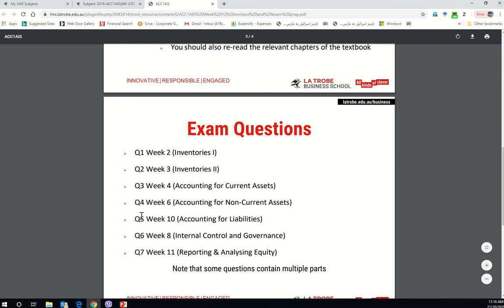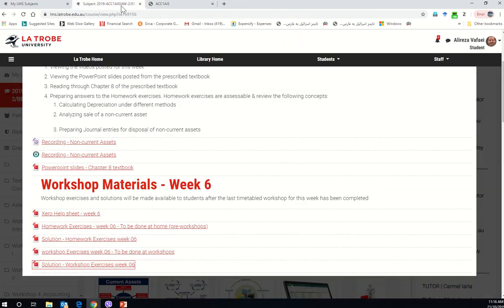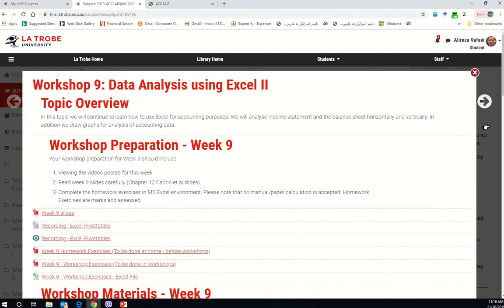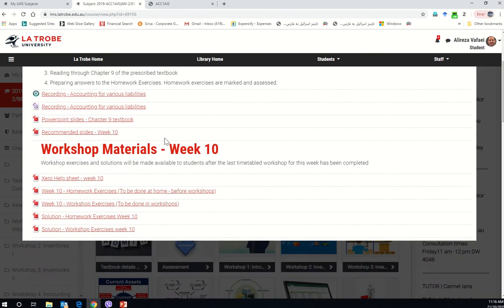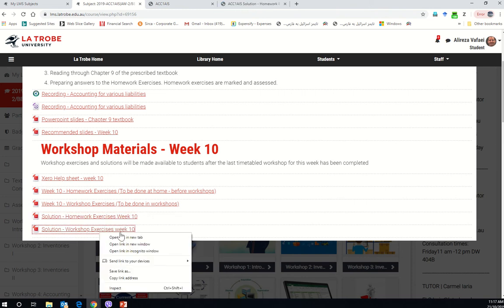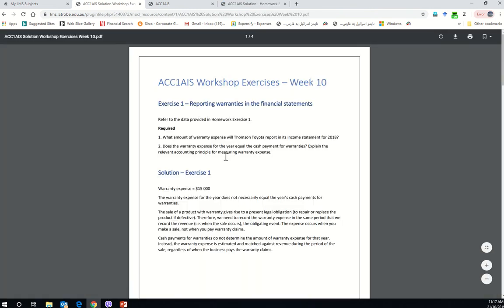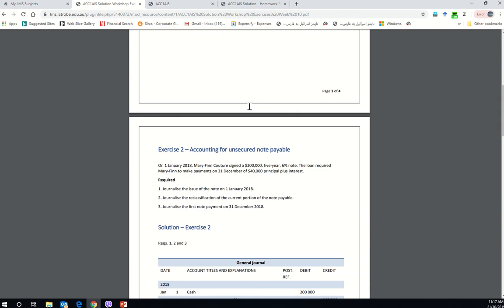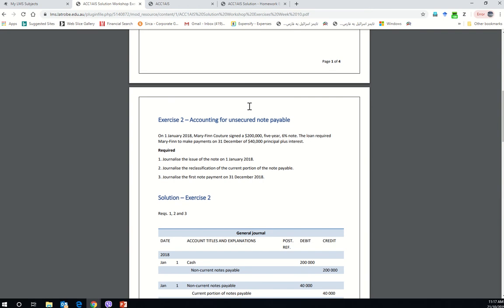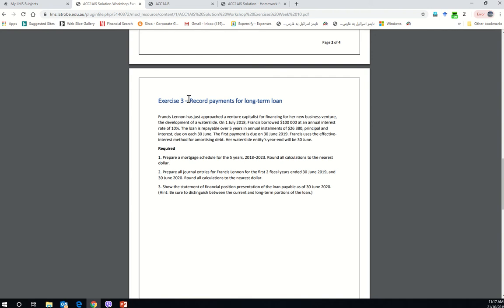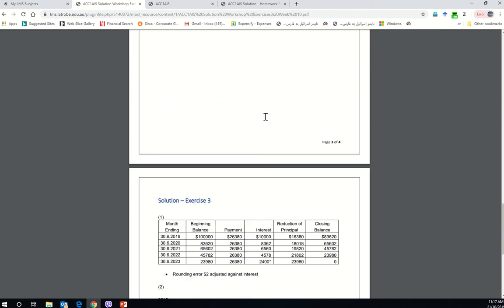Let's have a look at the next question, question 5, accounting for liabilities, which is week 10. So in terms of week 10, we covered 3 main issues. One was about accounting for warranties, so warranty or estimated warranty liability and warranty expense. Then the other one was accounting for unsecured note payable, and then accounting for recording payments for long-term loan, right?